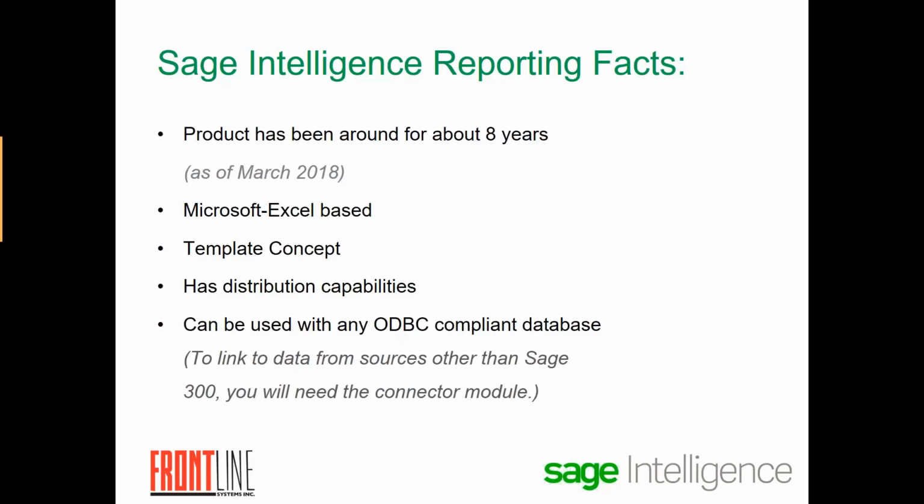Sage Intelligence does have some distribution capabilities. You can schedule the reports to run on a timer, and these reports can be either emailed, they can be saved out to an FTP site, or they can even be saved out to a shared folder on your network that you can give everyone access to. Other things for Sage Intelligence is that it can be used with any ODBC compliant database, not just Sage 300 data, but anything that you can connect to with an ODBC connector. And I'll show you a list of samples of those during the demo as well.